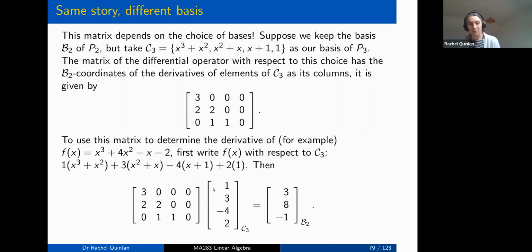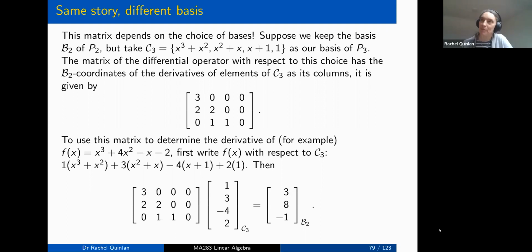When we do that, we just do the multiplication. We get 3 times 1 plus 0 times the rest. So we get 3 in the first position. We get 2 times 1 plus 2 times 3 plus 0. That's 8 in the second coordinate position. And we get 1 times 3 plus 1 times minus 4. That's minus 1 in the third coordinate position. So we get the quadratic polynomial whose coefficients with respect to x squared, x, and 1 are 3, 8, minus 1. So that's 3x squared plus 8x minus 1, which we can confirm is indeed the derivative of this f of x that we started with. Its derivative is 3x squared plus 8x minus 1.